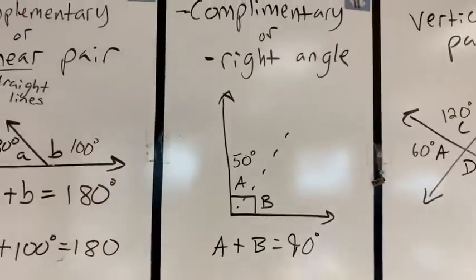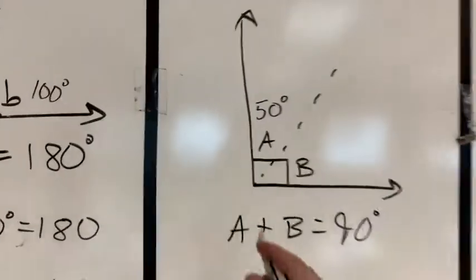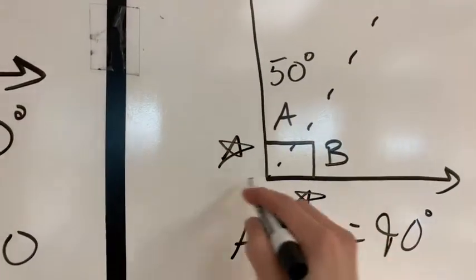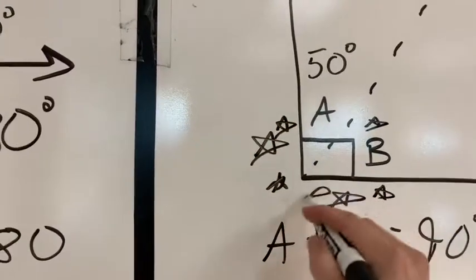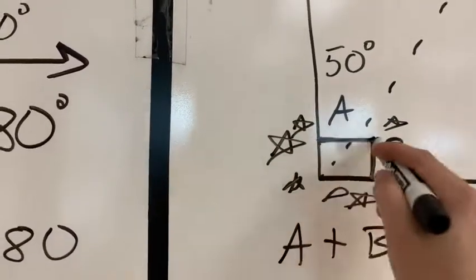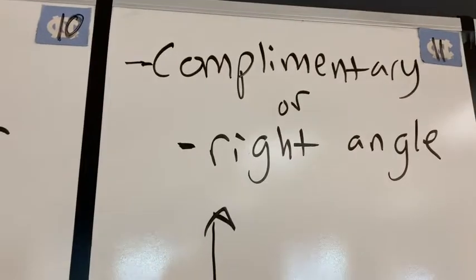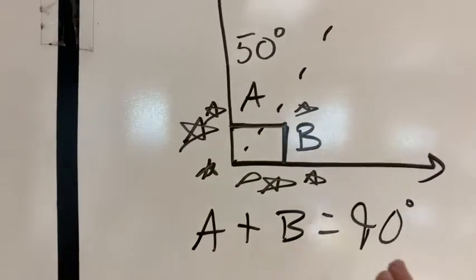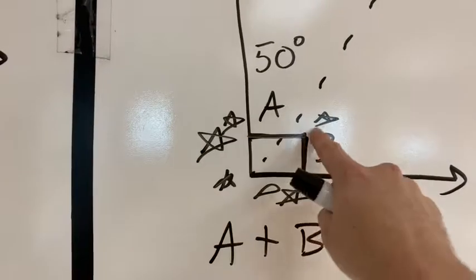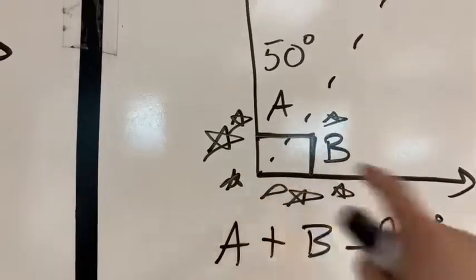Now, the nice thing about complementary and right angles is that you're always going to have this nice little box in the corner reminding you that this is a complementary or right angle, which means that they have to add together to be 90 degrees. You'll always see a nice visual box in the corner.